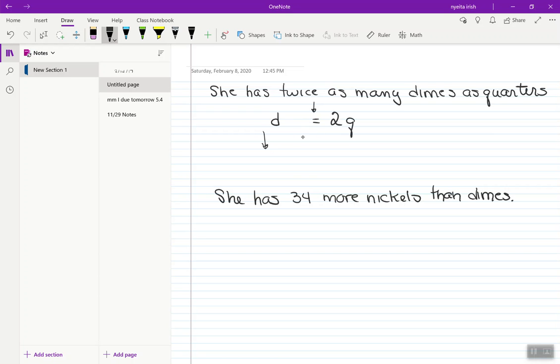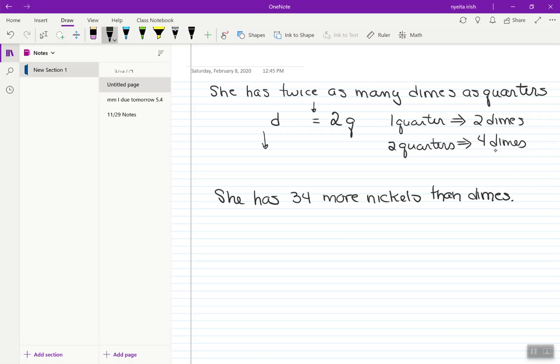Now it's balanced. So if she has 1 quarter, according to this formula, if I plug in a 1 for Q, that gives her 2 times 1, or 2 dimes. If I put in 2 quarters, that's going to balance out to 2 times 2, or 4 dimes.